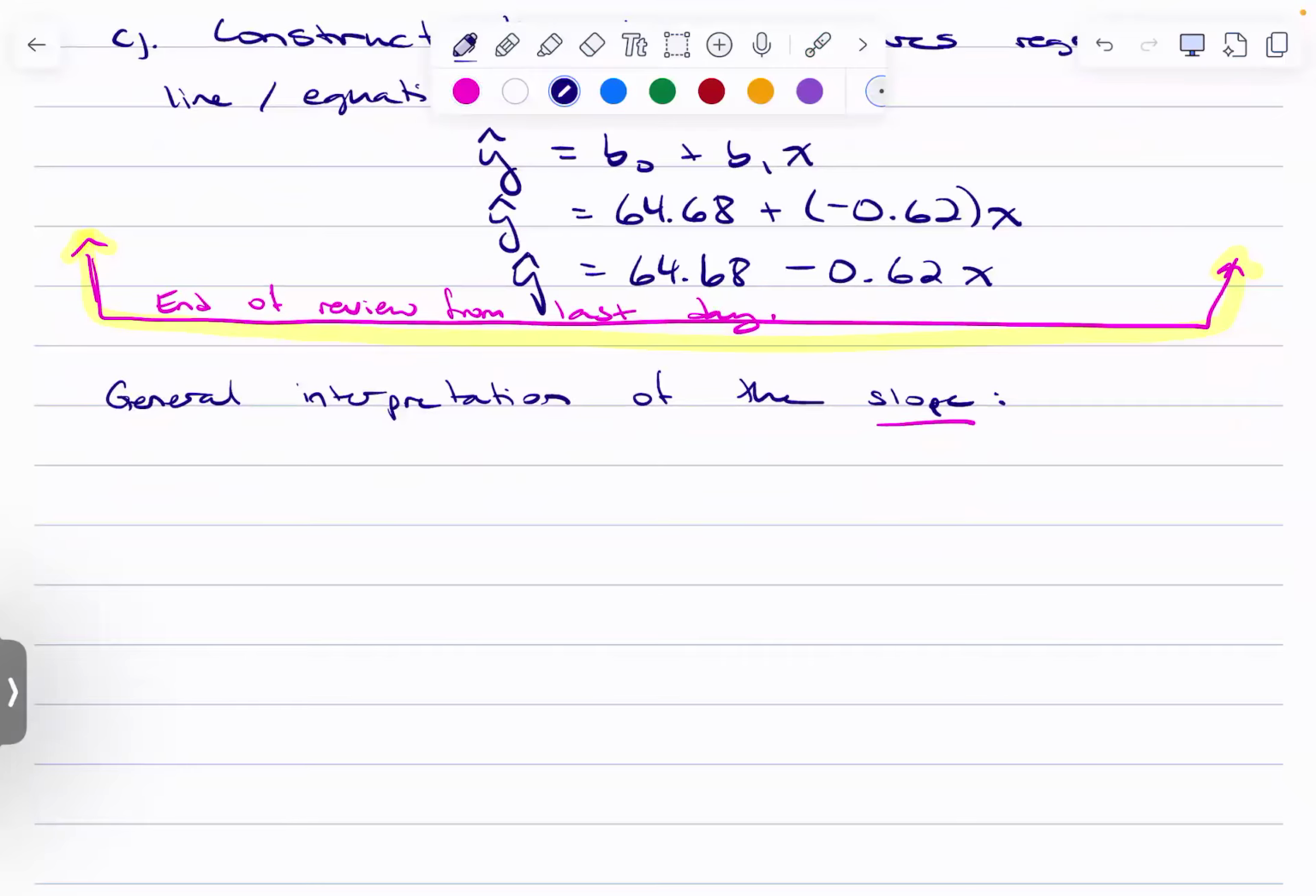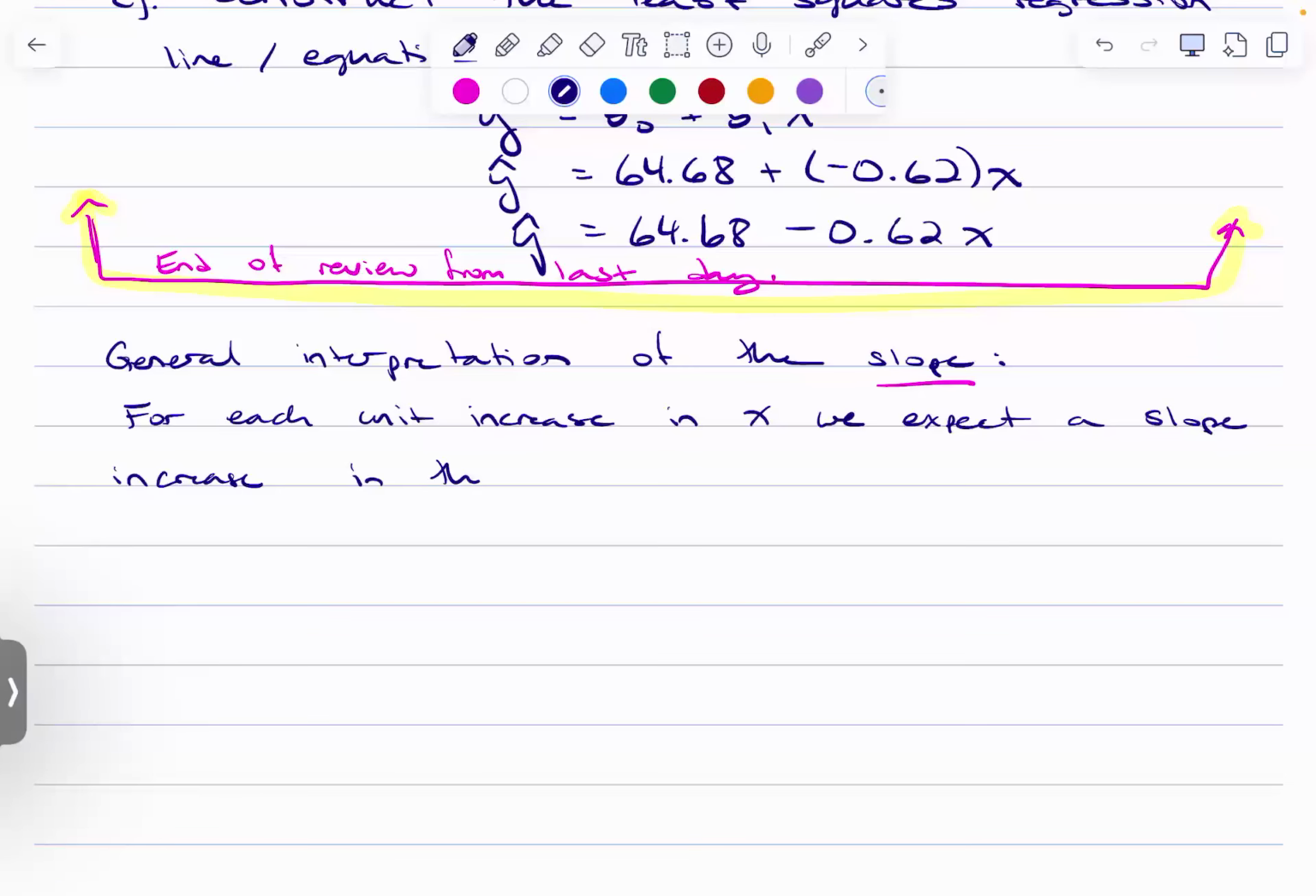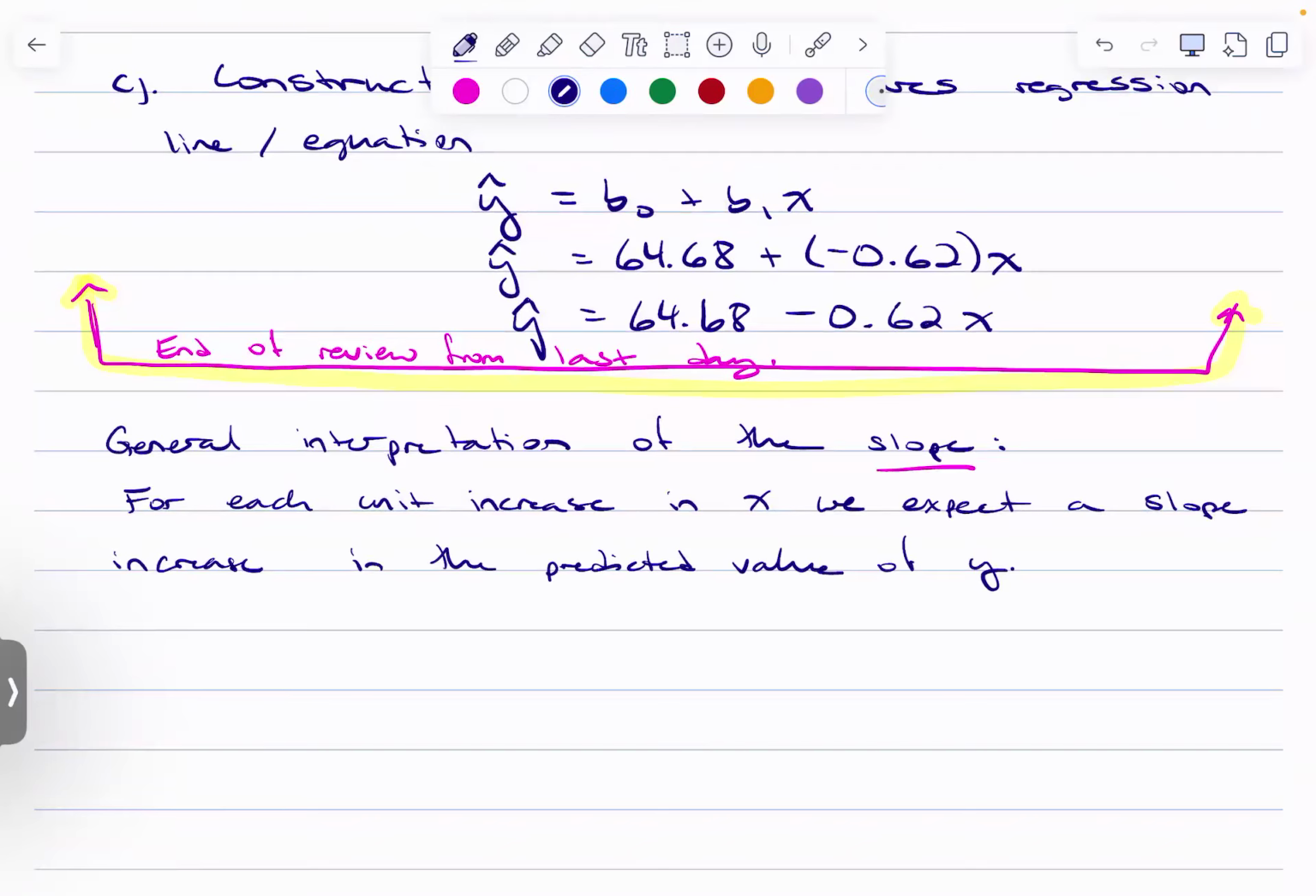So I'll write that down. For each unit increase in x, we expect a slope increase in the predicted value of y. That's the general interpretation, and that applies to any slope.